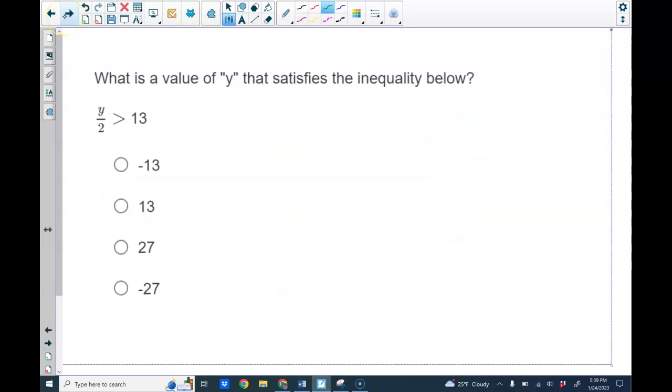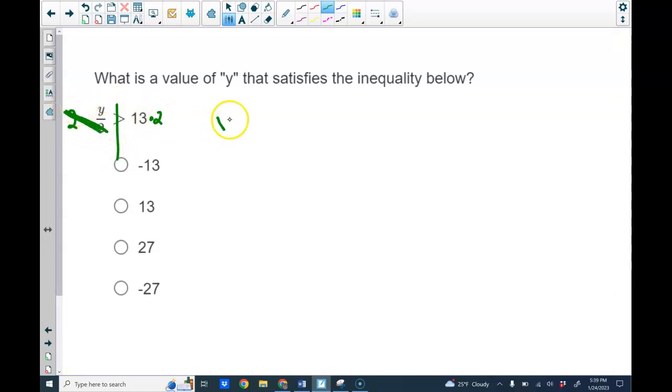All right, what is the value of y that satisfies the inequality below? Okay, so remember with these, we're just doing the opposite. Maybe we have our two-step problem, but this is just a one-step problem. And this problem says y divided by 2. So the opposite of dividing by 2 is multiplying by 2. So I'm going to multiply by 2 on both sides. On the left side it cancels, so I'm still left with y. And on the right side, I have 13 times 2, which is 26.